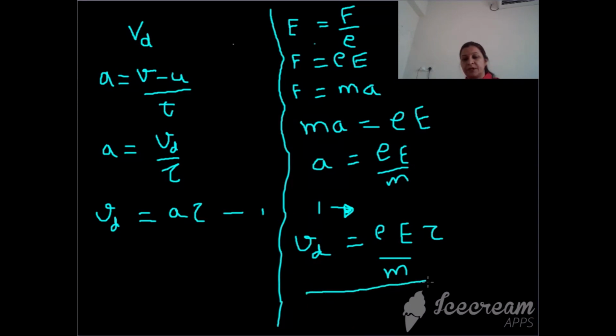Clear? So what is drift velocity? The velocity acquired by an electron after the application of an electric field, or Vd equals small e capital E tau divided by m.